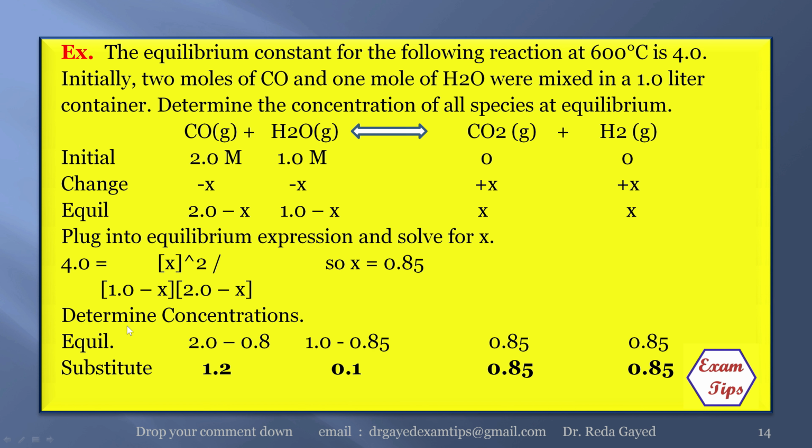So the last stage is to determine concentrations at equilibrium. 2 minus 0.85, which is 1.15 for carbon monoxide, and for H2O gas, 1.0 minus 0.85, which is 0.15, and finally for carbon dioxide it's 0.85 and hydrogen gas 0.85.